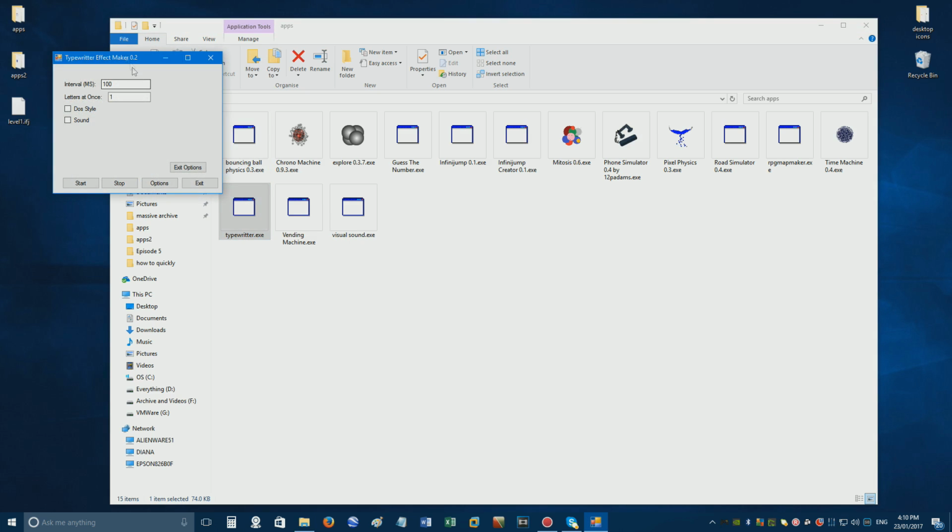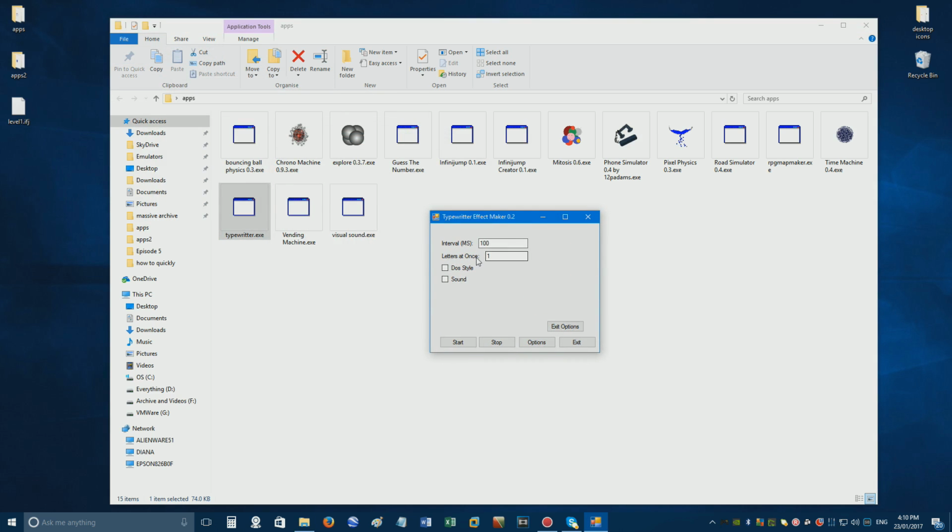Let's try out Typewriter. So Typewriter will do the options here. Letters at once, one. Yes, we want sound. Exit options. Okay, so we type our message. I am typing a message, and it is randomly appearing on the screen at this exact moment that you are looking at it. Sorry about the cringy message. Let's press start. And you can see it automatically typing the message up here.